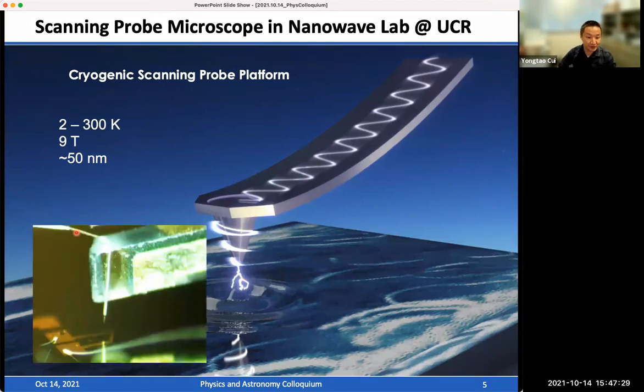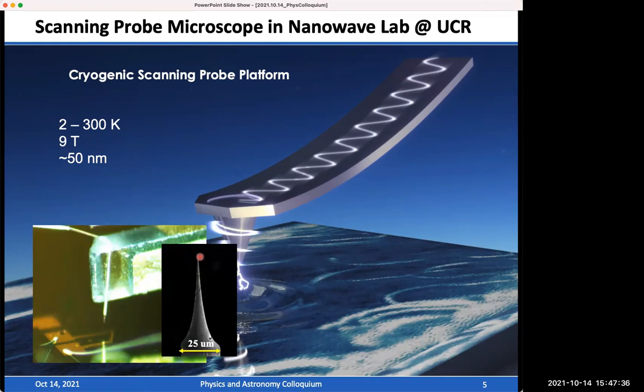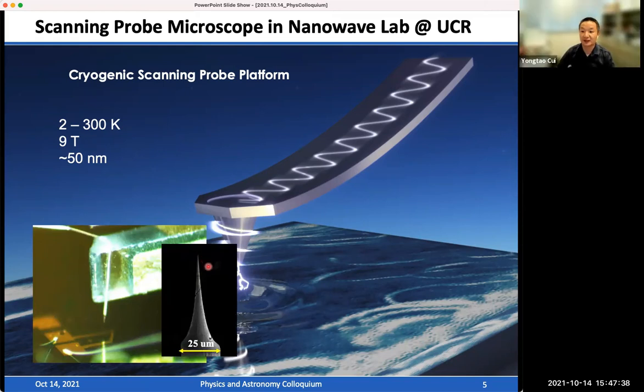Sometimes we simply prepare a sharp needle, and this needle is very sharp at the end. The size of the apex of the tip is on the order of 50 nanometers. That pretty much sets the spatial resolution of this kind of technique. Because the tip is very delicate, we want to make sure that we preserve both the tip and the sample. We don't want the tip to crash into the sample.